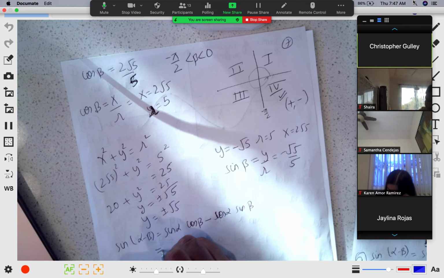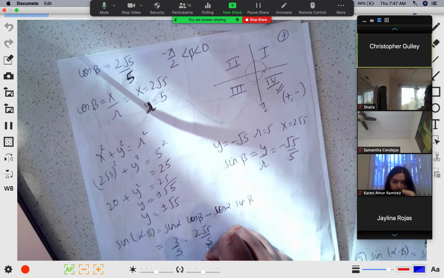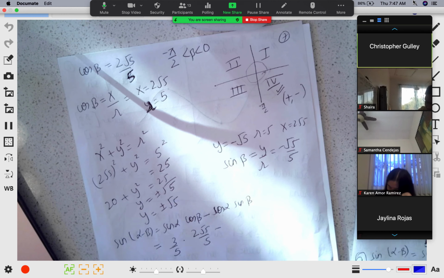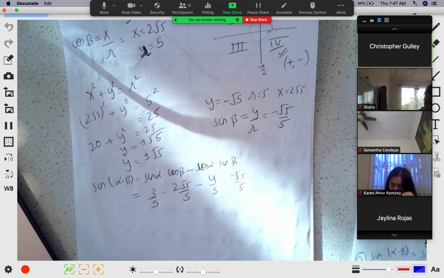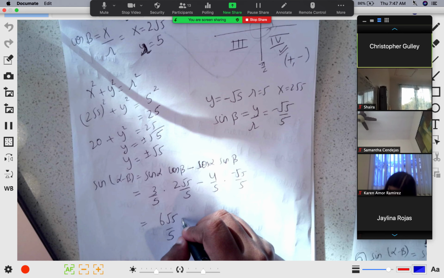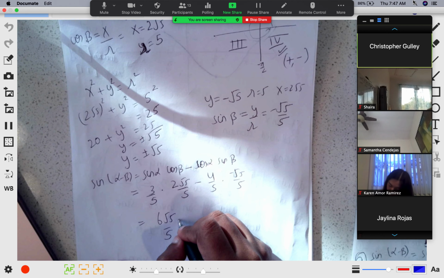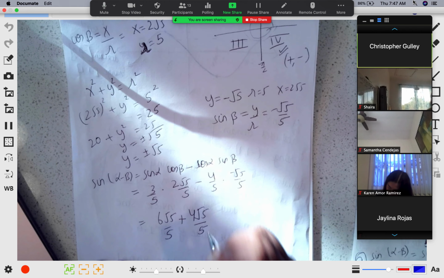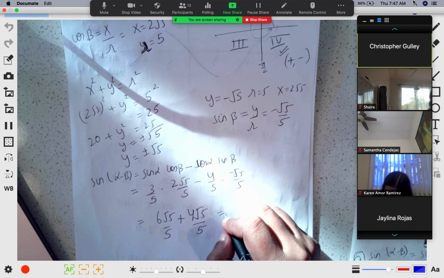You get 3 over 5 times 2 root 5 over 5, minus cosine alpha, which you got as 4 over 5, times negative root 5 over 5. Can you give me the final answer, Christopher? So it's going to be 6 root 5 over 5 minus... Yeah, it's positive, since it's minus times negative root 5 over 5, which comes out to be 10 root 5 over 5.